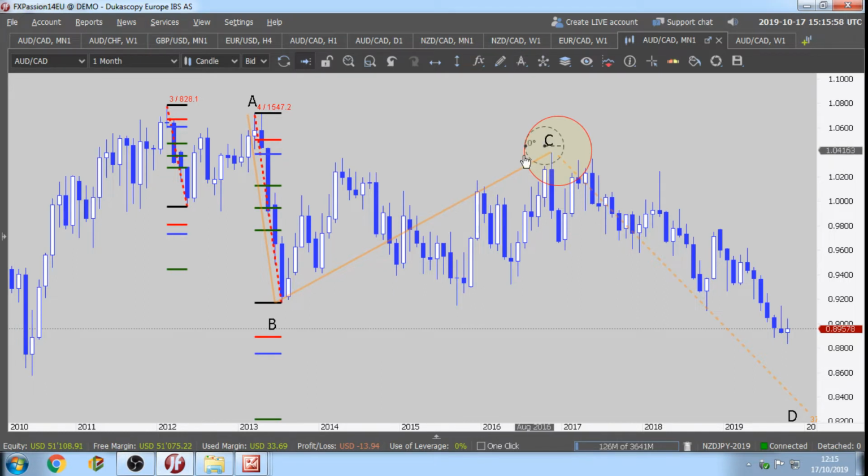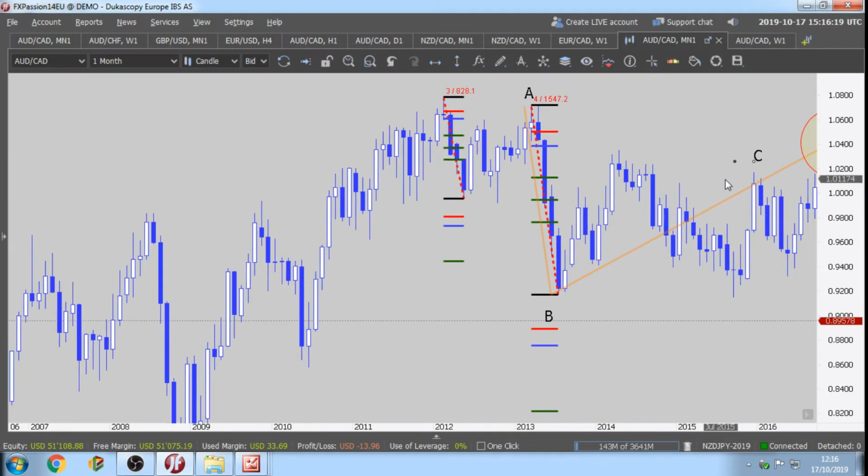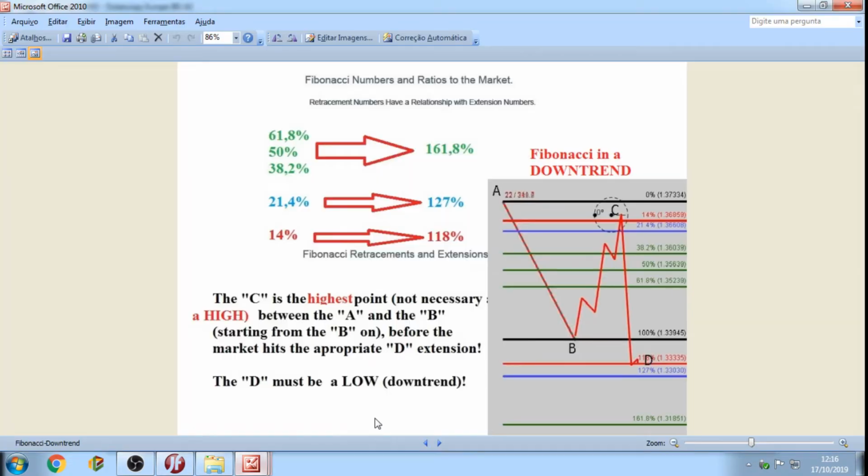Why is that? Why is the C? The C is the highest point. Okay? This is the C. Okay, everybody? When we are mentioning the confirmed C, oh, the market has found a confirmed C. Yes, this was the confirmed C. But then the market pushed higher, so you need to adjust your C. Because what is the C? The C is the highest point, not necessarily a high, between the A and the B, starting from the B on, before the market hits the appropriate extension.